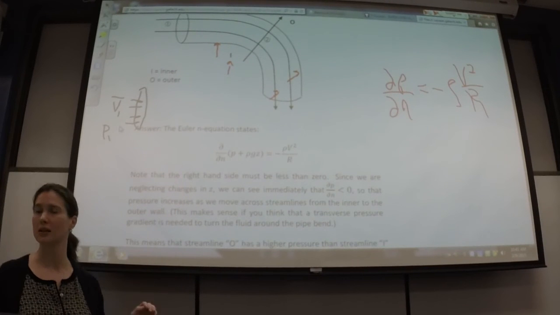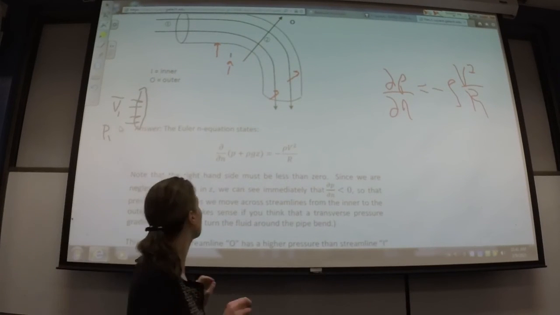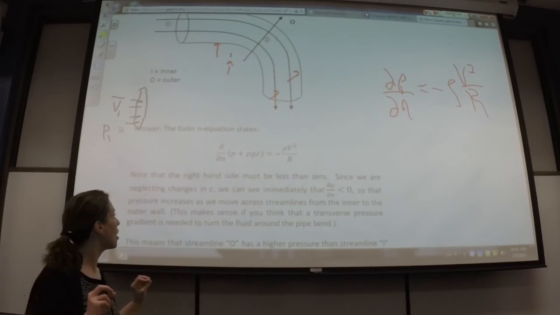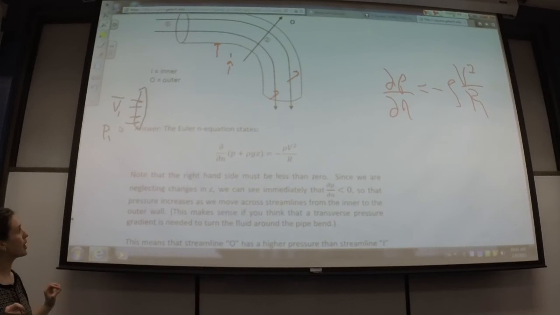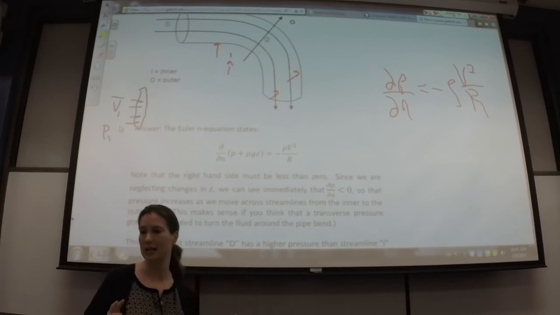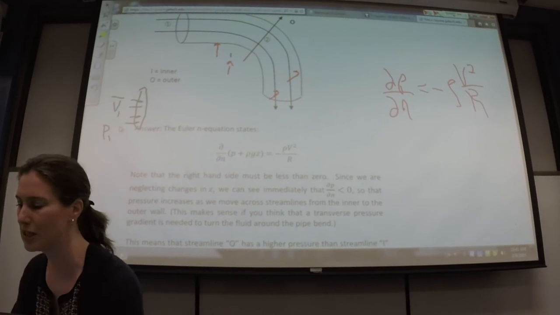Yes? Can you explain that one more time, why the pressure changes that direction? Did I say it wrong? No, I just wanted you to re-explain it. Okay, so if we've got a minus dp dn here, we're saying that the dp dn term is negative.